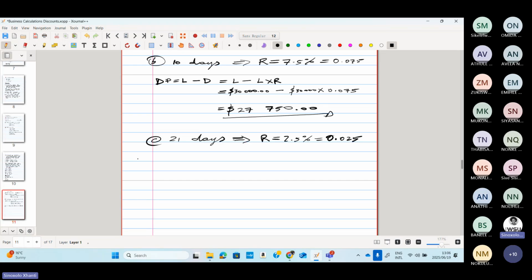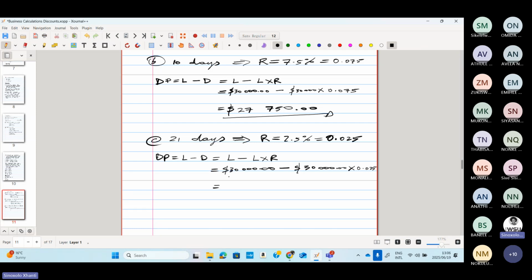Now, how do we solve this? We are looking for dp, of course, which is L minus D. And if you look carefully into this, D is not given. So D, instead of this, we use the formula for D, which is L times R. And L is given, so L is still $30,000. And then minus, this is still the same, $30,000. And then of course you multiply by 0.025. What is going to be the answer there?